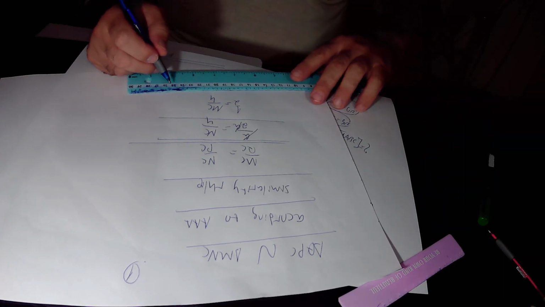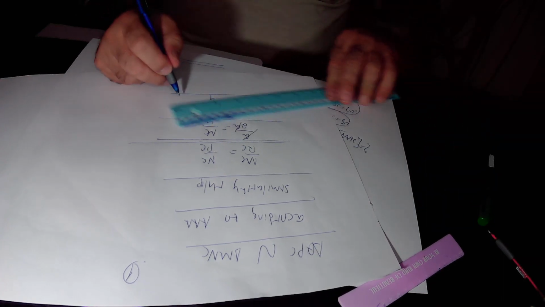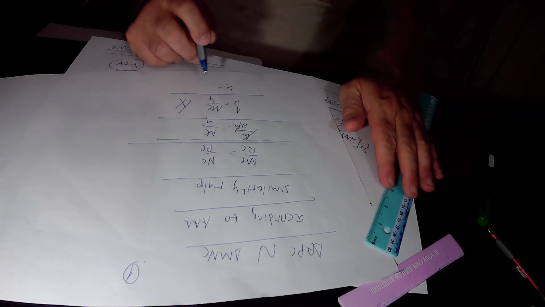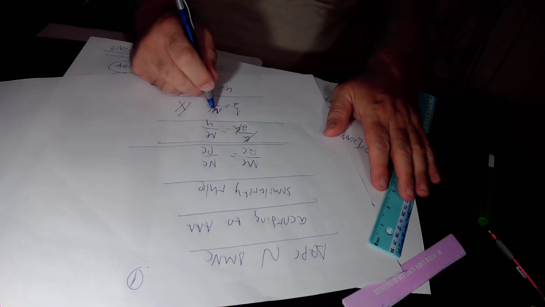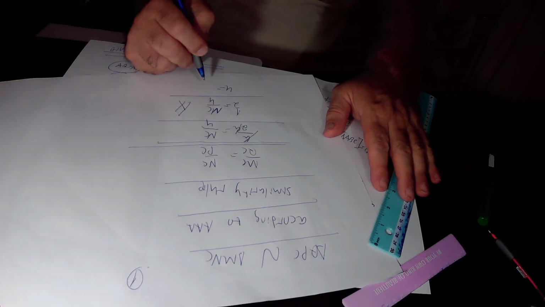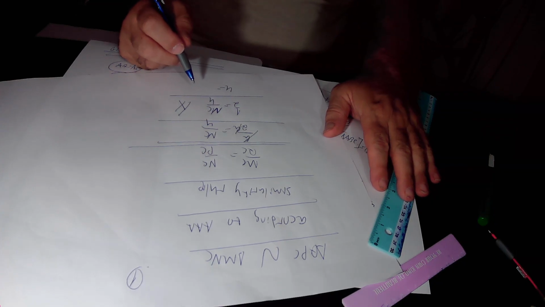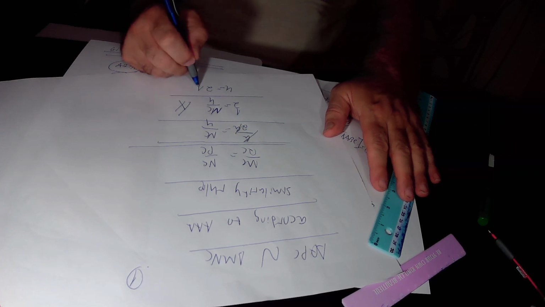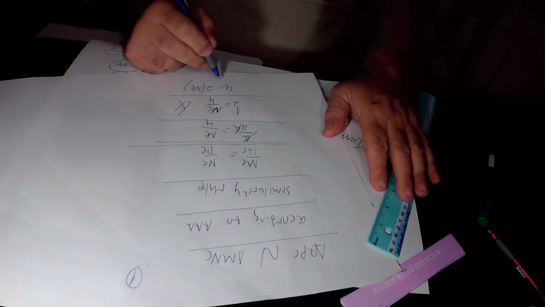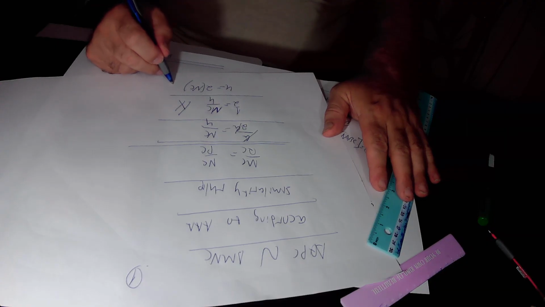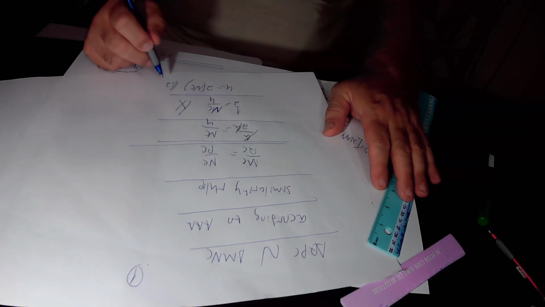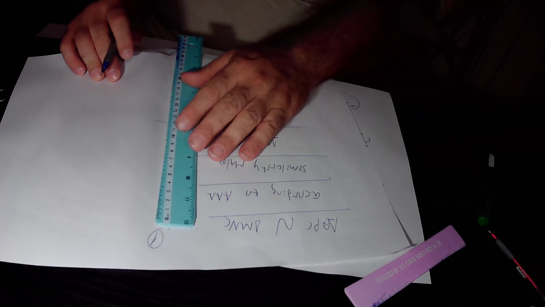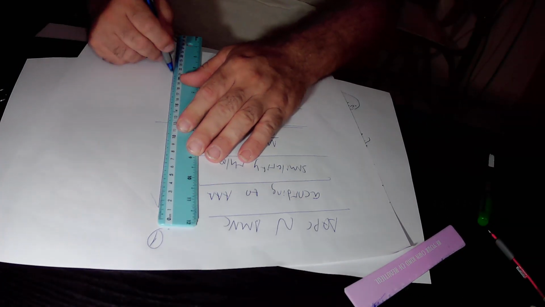Here we cross multiply this equation and we get that 4 equals 2 times NC. Here we divide this equation by 2 and we get that NC equals 4 over 2, that is 2. NC equals 2 units in its length.